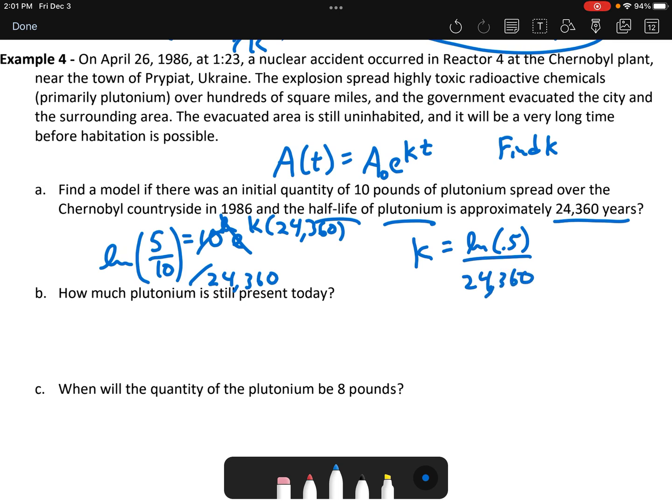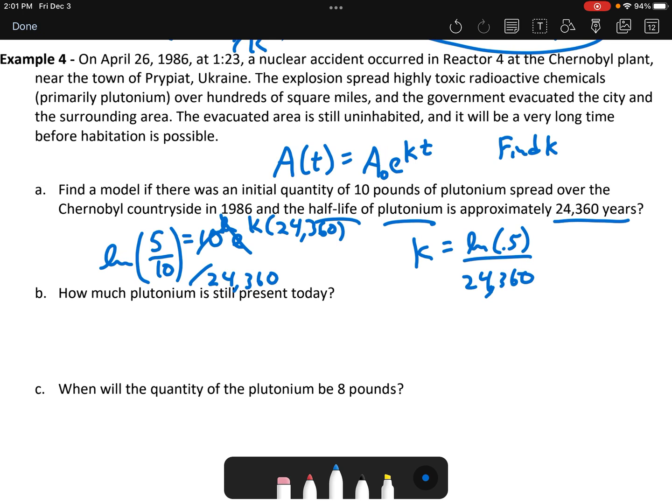So K is natural log of 0.5 divided by 24,360. So again, this is definitely one you want to store because the decay rate is going to be tiny. 24,360. Store alpha K, there we go. Okay, I'm going to leave it like this.